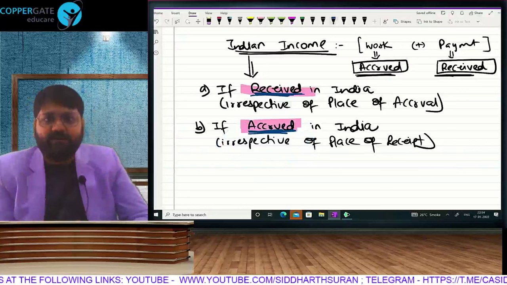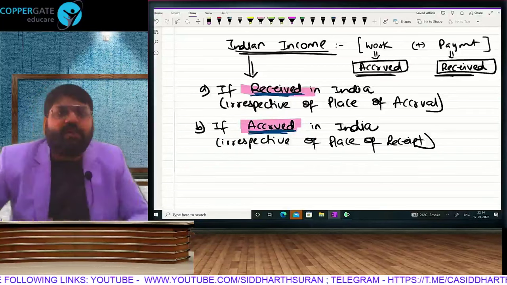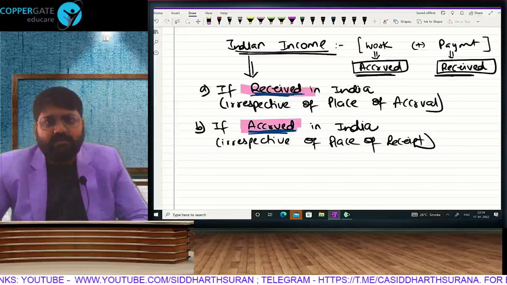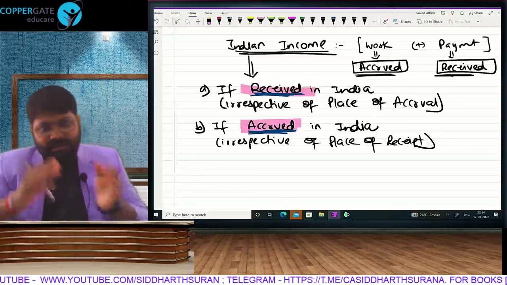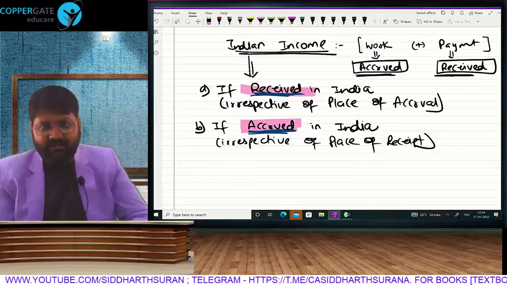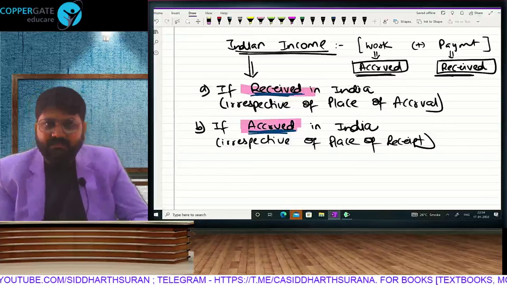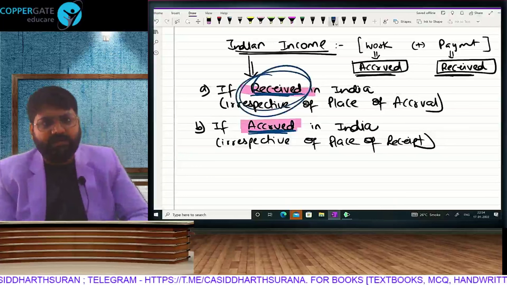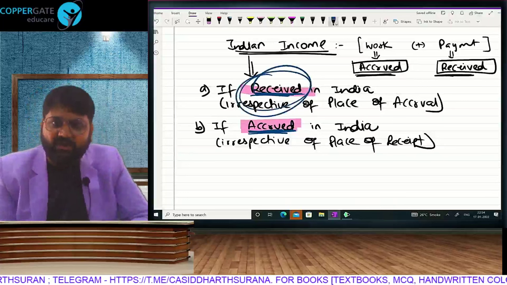Third, example of Liana. She has worked in UAE. So, where has the income accrued? UAE. Then she received her salary in India. Is that Indian income? Yes. If you receive in India, irrespective of place of accrual, that means can I say she will also have to pay tax? Yes.